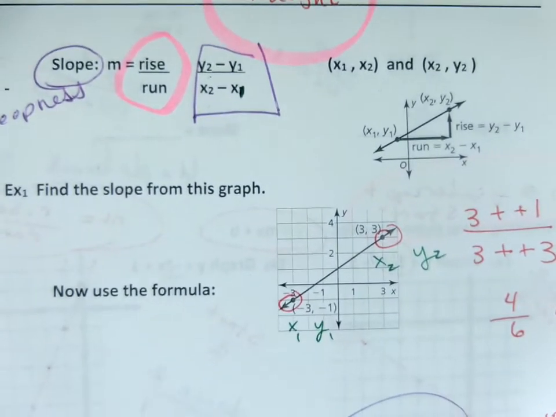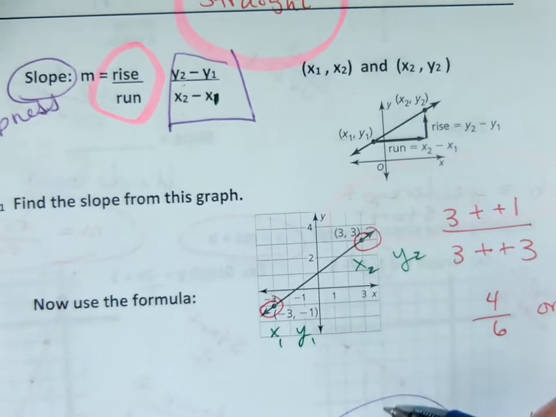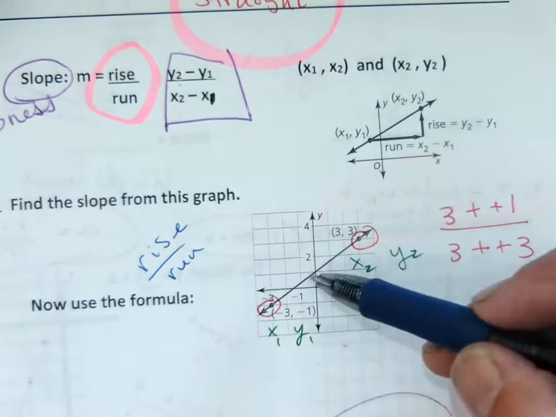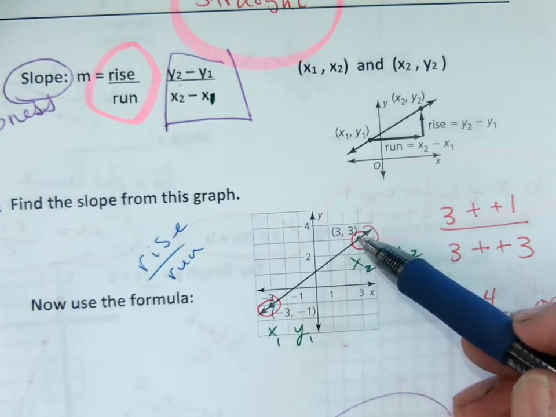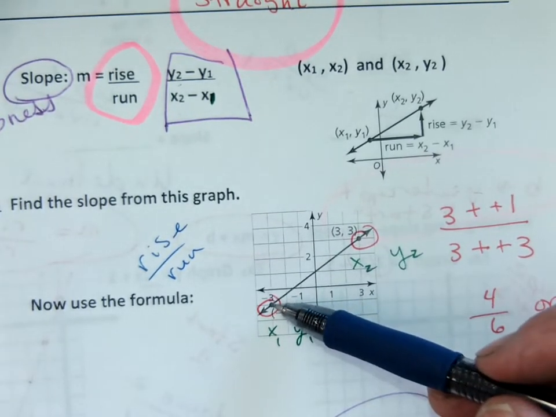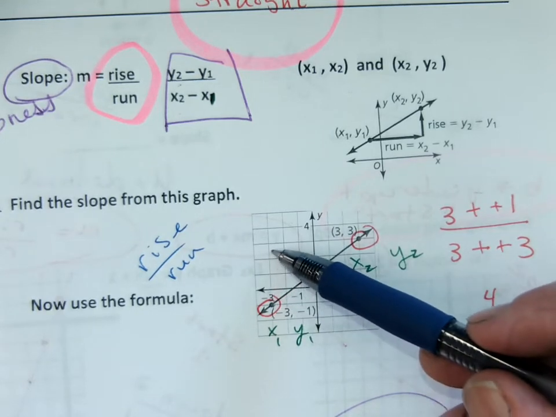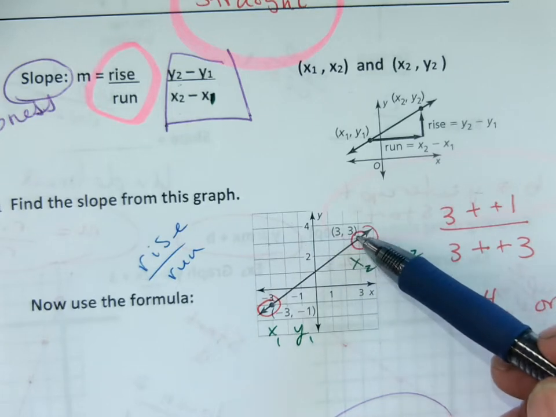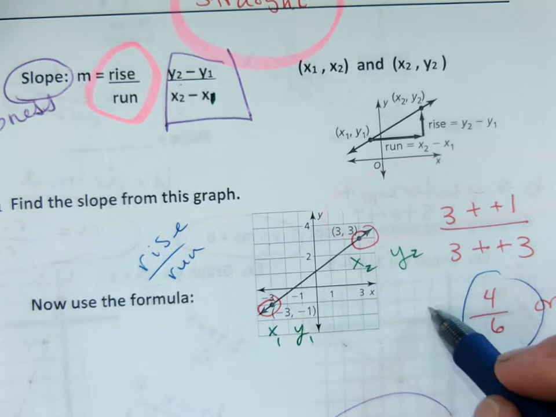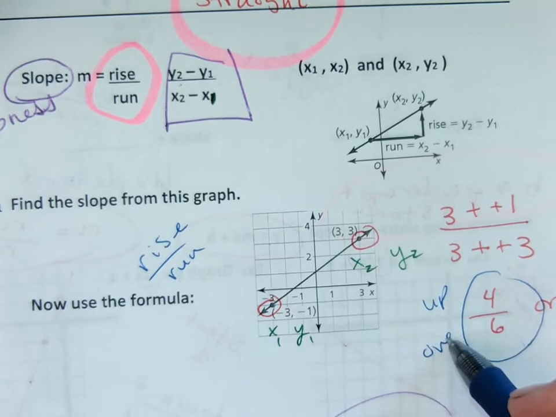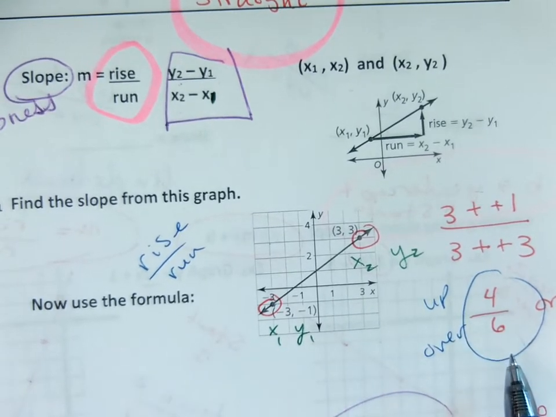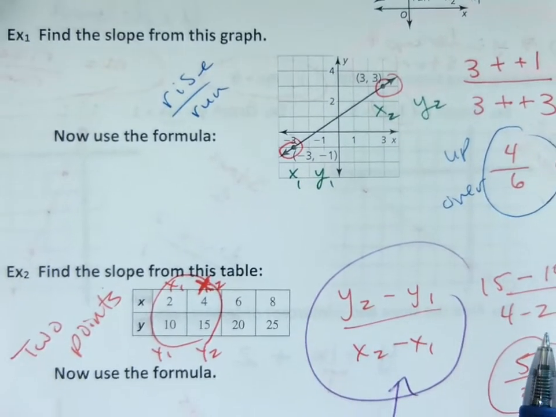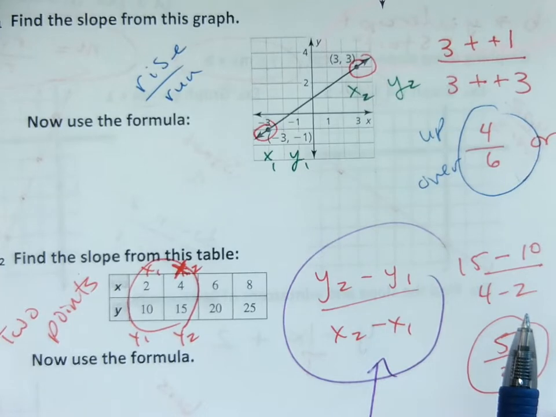Slope is interesting because the easiest way to calculate slope is just this rise over run. So from point to point, the easiest way is to walk up 1, 2, 3, 4, and over 1, 2, 3, 4, 5, 6. So I went up 4 and over 6. Slope is always a fraction, so we went up 4 over 6. If we can't graph it, we need to use the formula.